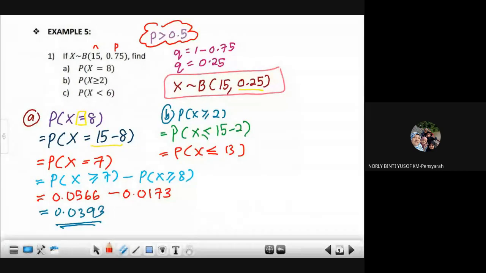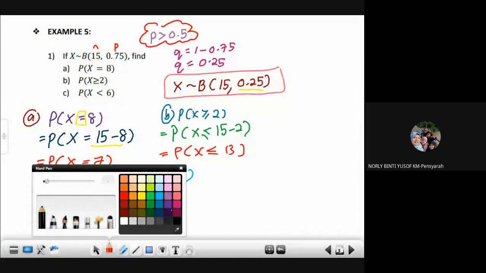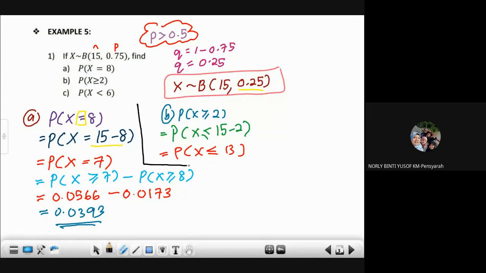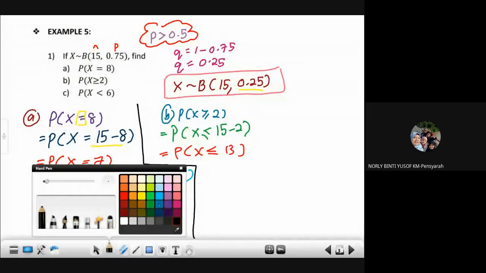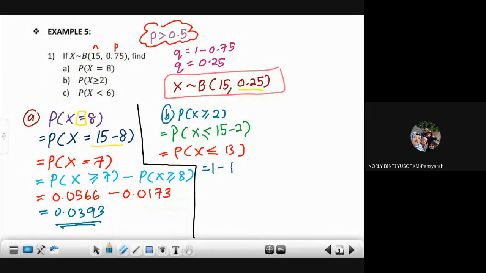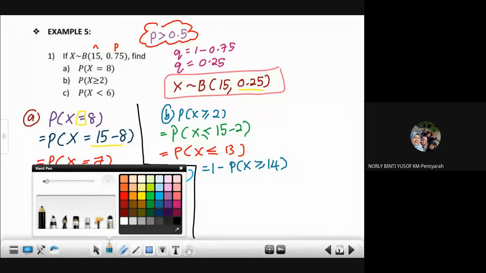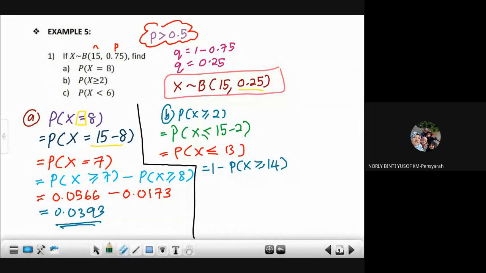So bila dah dapat P lesser or equals to 13, sama, kita tak boleh baca table for lesser or equals to 13. So samalah, discrete you kosong hingga 13 kan. Tapi you nak baca greater than. So you guna konsep of total probability 1 lah. So kita akan ambil 1 minus P greater than or equals to 14. Dan baru you boleh baca untuk greater or equals to 14 dekat you punya table lah.